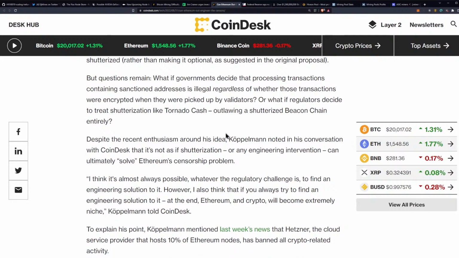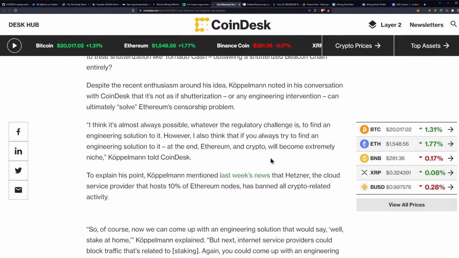Despite the recent enthusiasm around this idea, Kopelman noted in his conversation with CoinDesk that it is not as if shutterization or any engineering intervention can ultimately solve Ethereum's censorship problem. I think it's almost always possible, whatever the regulatory challenge is, to find an engineering solution. However, I also think that if you always try to find an engineering solution to it, at the end, Ethereum and crypto will become extremely niche, Kopelman told CoinDesk.